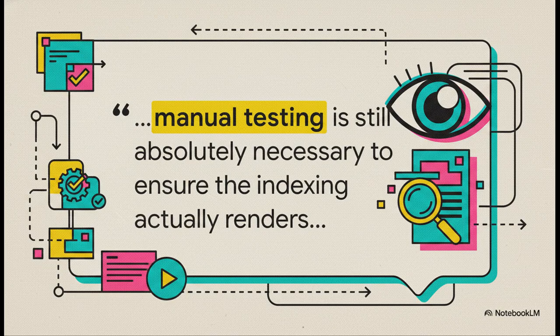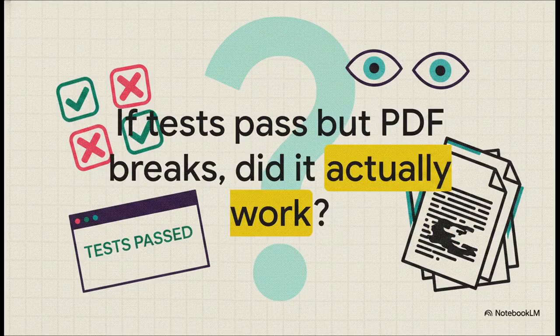To quote the notes, "And while we can write automated tests to cover this behavior, manual testing is still absolutely necessary to ensure the indexing actually renders and works correctly in the final generated PDF document." I mean, that is a profound reminder for anyone building automated document pipelines. Automated tests are fantastic for verifying logical rules that guarantee that function A calls function B. But human eyes are absolutely required to ensure visual rendering actually works as intended. An automated test can't always tell you if a document looks broken to a reader, it only knows if the underlying data string matches.